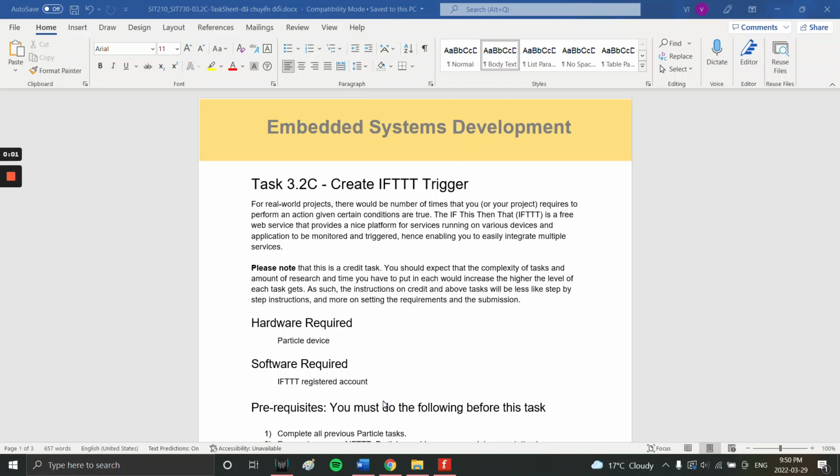This is SIT210 Embedded Systems Development, and this is SIT210-Task3.2C: create an IFTTT trigger.